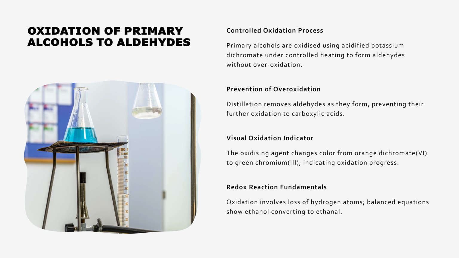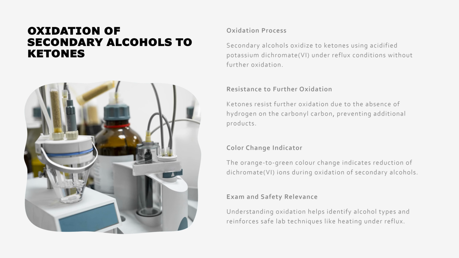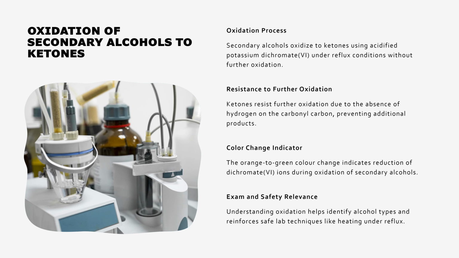The color change of the oxidizing agent, from orange dichromate(VI) ions to green chromium(III) ions, provides visual evidence that oxidation has occurred. Ketones are prepared by oxidizing secondary alcohols, again commonly using acidified potassium dichromate(VI), under reflux conditions. Unlike aldehydes, ketones are not further oxidized under these conditions, so refluxing does not risk forming another product due to the absence of a hydrogen atom attached to the carbonyl carbon.